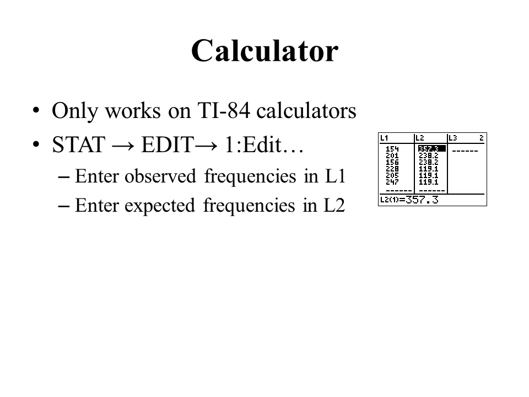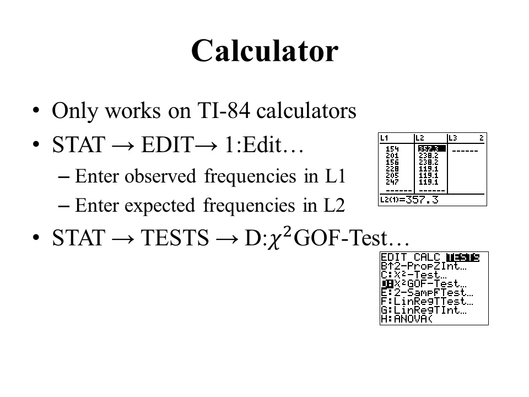First thing that we have to do is enter our observed and expected frequencies into lists. So go to the Stat, Edit menu, and enter your observed in L1 and your expected in L2. Now we do have to manually calculate the expected values. The calculator will not do that for us. So enter those values. And then next go to the Stat Tests menu, and then scroll up or down to option D for the chi-squared goodness of fit option.